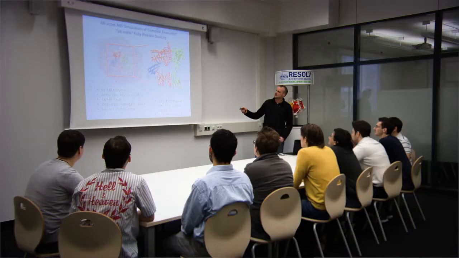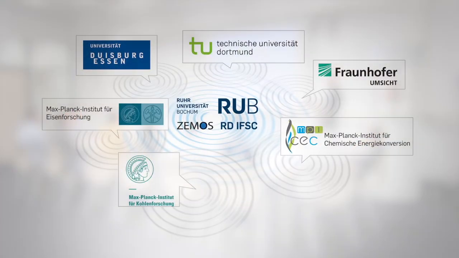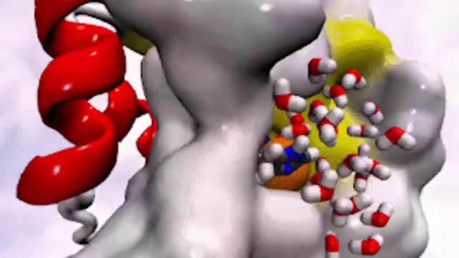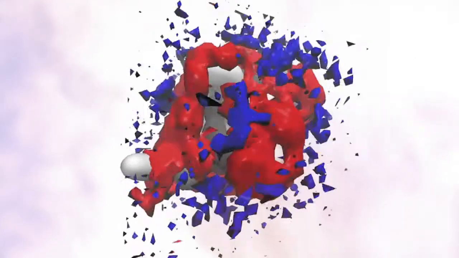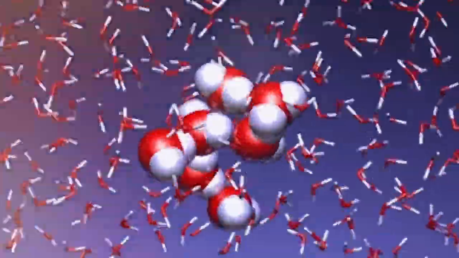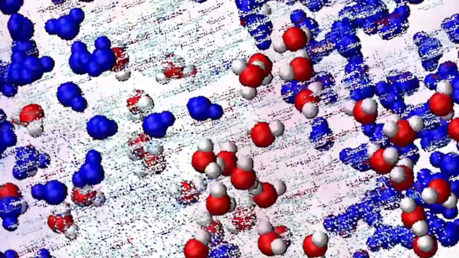RESOLV stands for Ruhr Explores Solvation. So it's a consortium which includes the expertise and groups from 3 universities, as well as 3 Max Planck institutes. Solvation science now is a bottom-up approach where we want to develop quantitative and predictive models of the interaction of the solvent with the solute on a molecular level. We are connecting solvation science to biomolecular function.